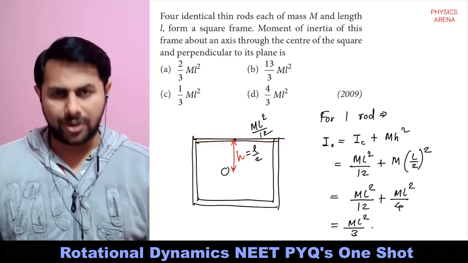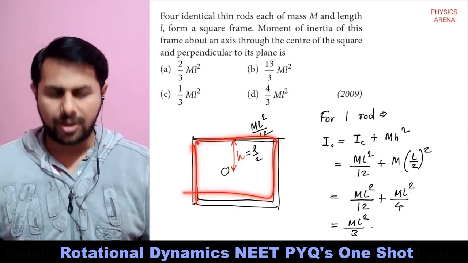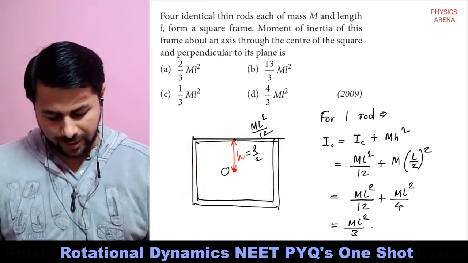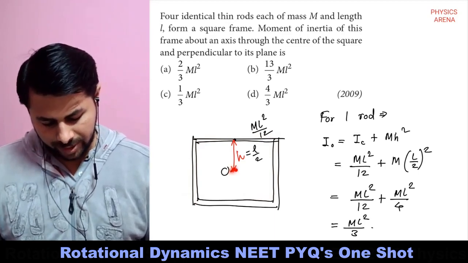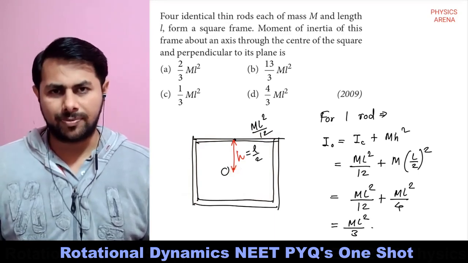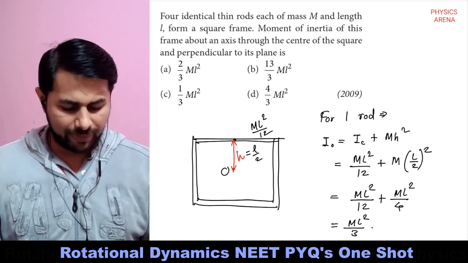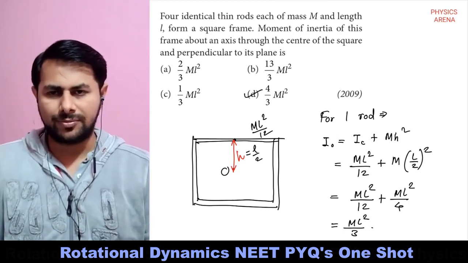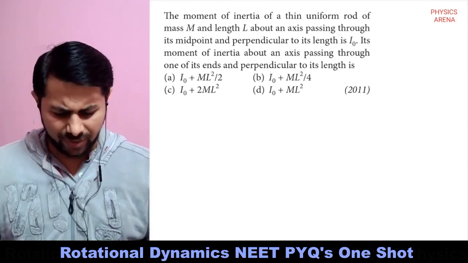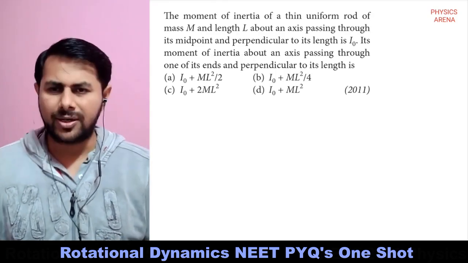You have 4 such rods. So for this frame, how much would be the moment of inertia about an axis which is passing through this point and is perpendicular to its plane? It is 4 times this, right? So it is 4 ML square divided by 3. This is the answer, option D. So this is how we can solve questions based upon parallel and perpendicular axis theorem.